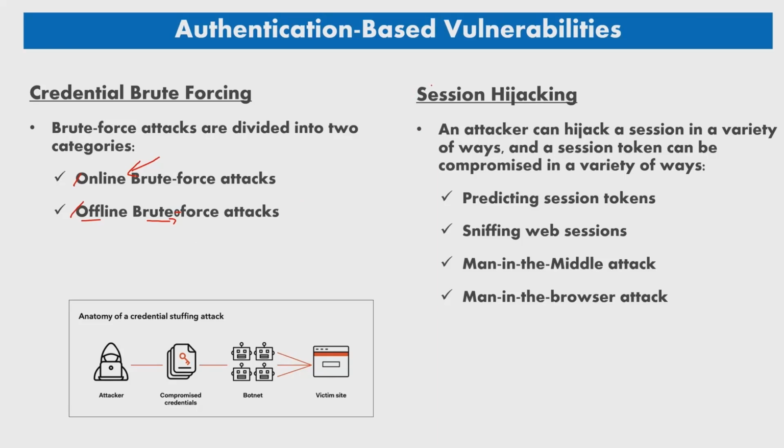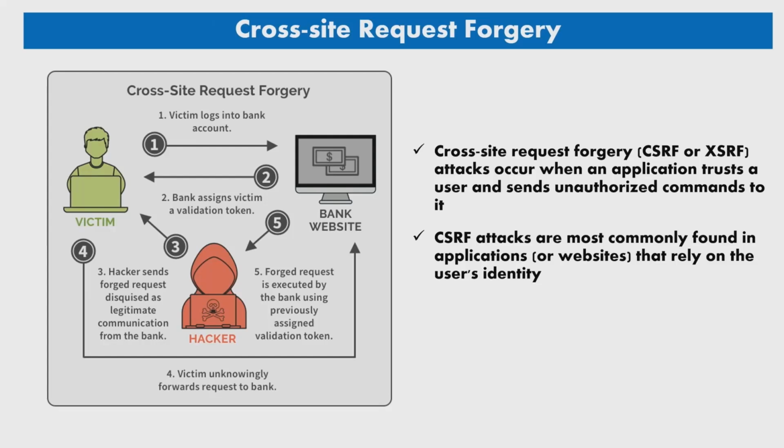The next one is session hijacking, right? So that's the second one. So here, an attacker can hijack a session in a variety of ways, and the session token can be compromised in a variety of ways, which includes predicting session tokens, sniffing web sessions, man-in-the-middle attack, and man-in-the-browser attack. And the very last topic is about cross-site request forgery, or CSRF.